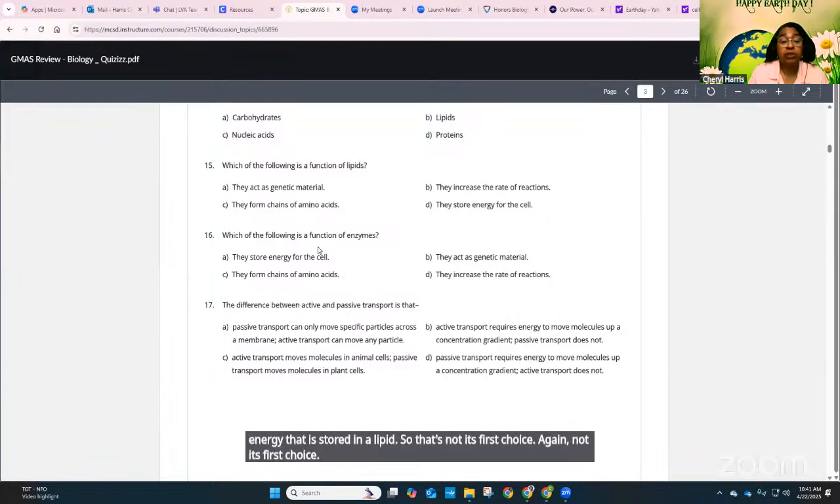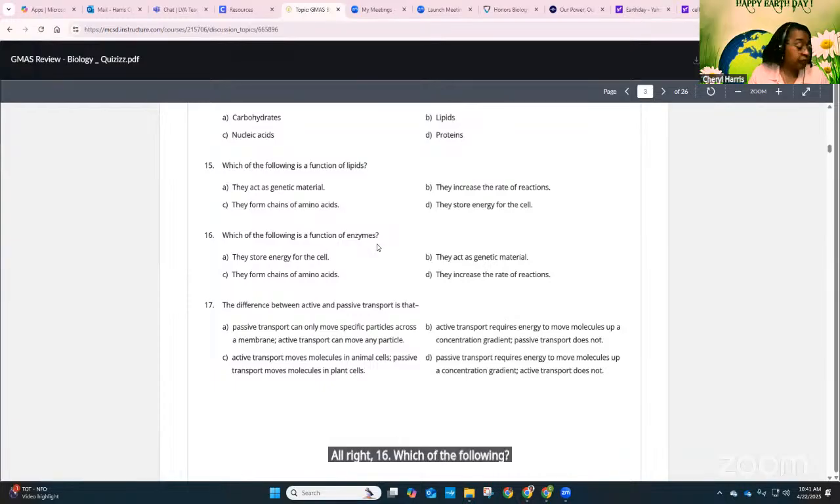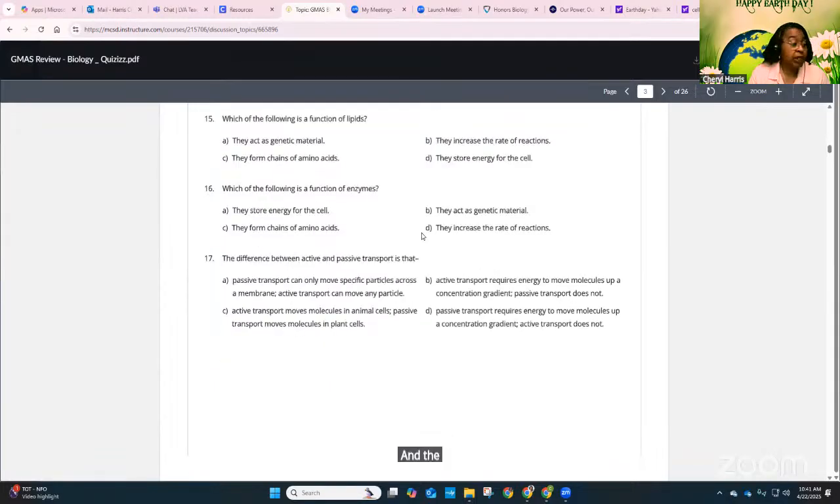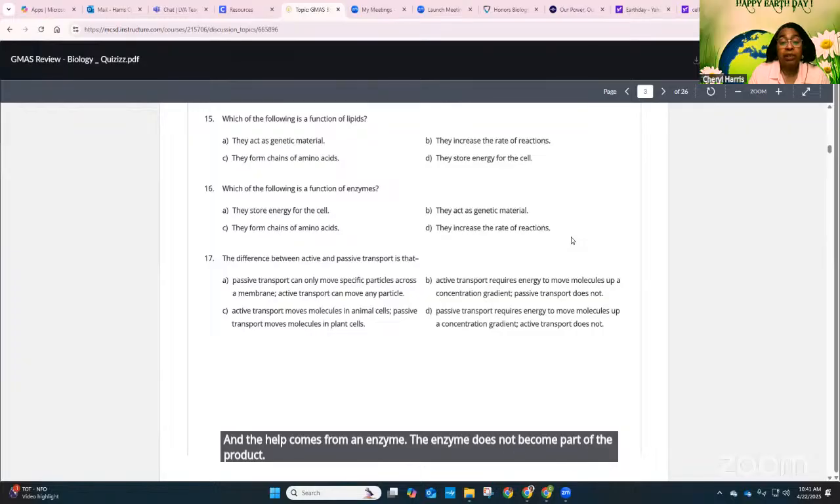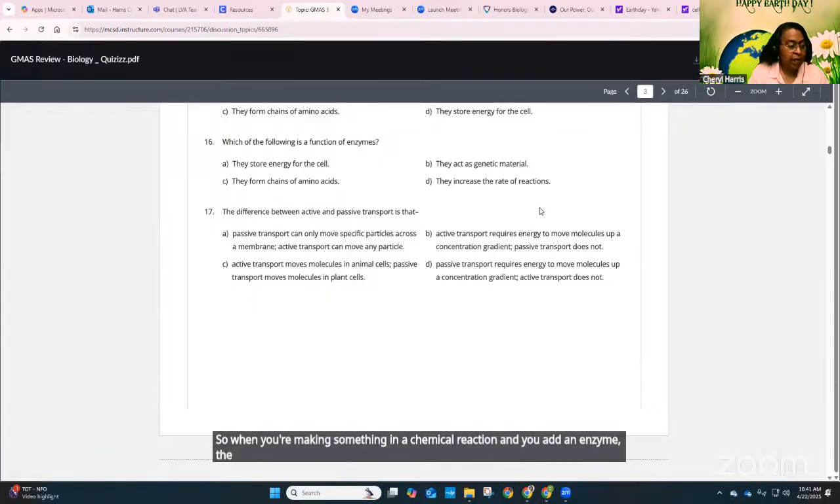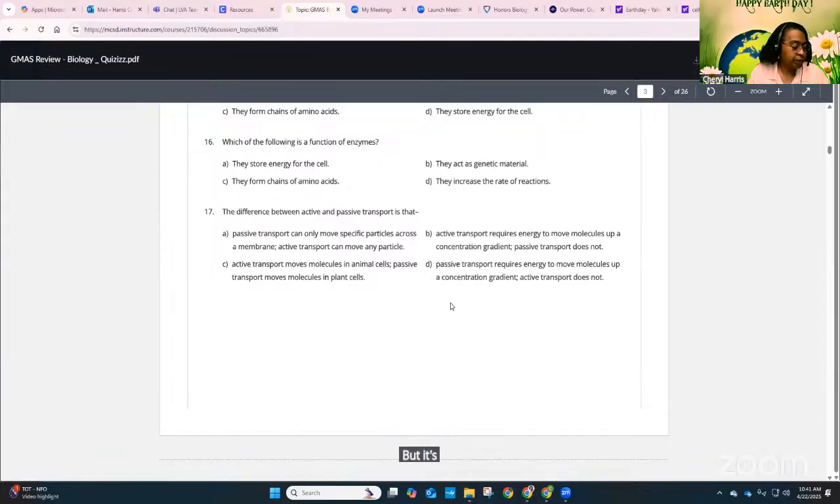All right, 16. Which of the following is the function of an enzyme? It is to increase the rate of a reaction. Most chemical reactions don't take place without a little bit of help, and the help comes from an enzyme. The enzyme does not become part of the product. So when you're making something in a chemical reaction and you add an enzyme, the enzyme makes it happen and then leaves or becomes inactive, but is not part of your product.